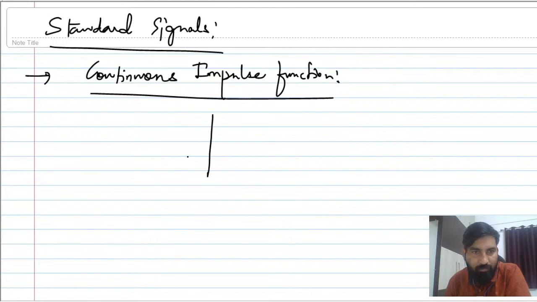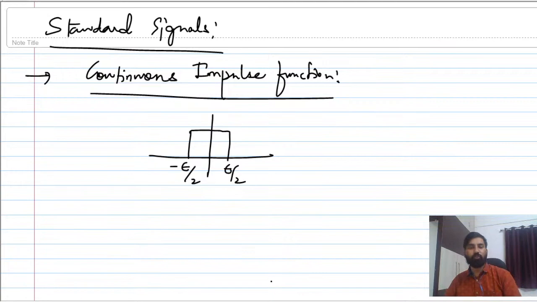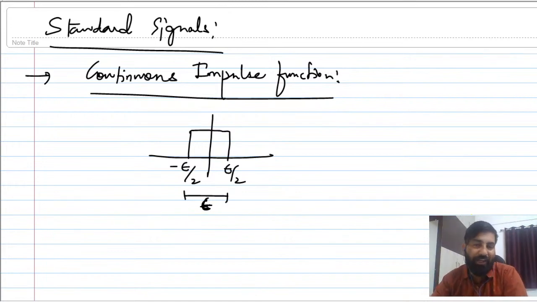You see here, this is one rectangular pulse, right? The rectangular pulse has a width from minus epsilon by 2 to epsilon by 2, and the width is basically epsilon. So we always approximate the impulse function; we cannot generate an impulse function in the lab. This you have to keep in mind. And what is the reason behind that? You will get it quickly.